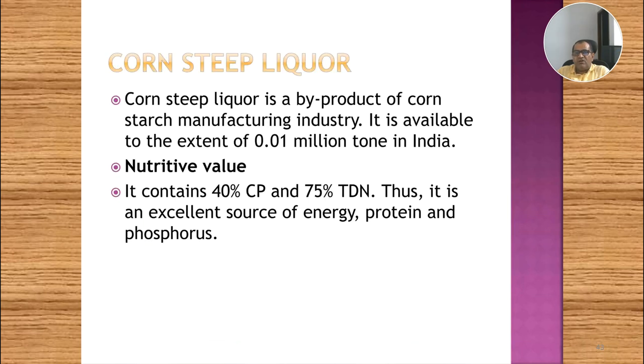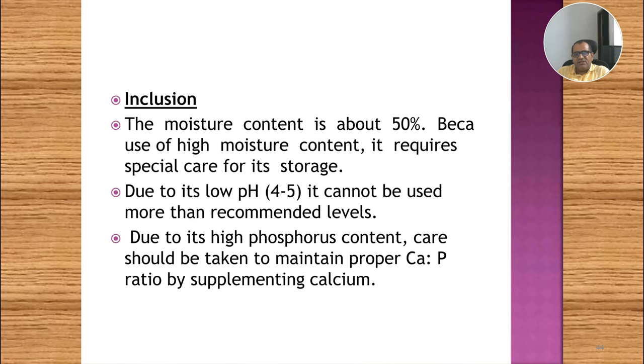So the corn steep liquor is also a byproduct of the corn starch manufacturing industry. It is available to the extent of 0.01 million ton in India, and it contains 40% CP and 75% TDN. So it is a good source of energy, and it should be included to the extent of 50%, and it has got low pH.